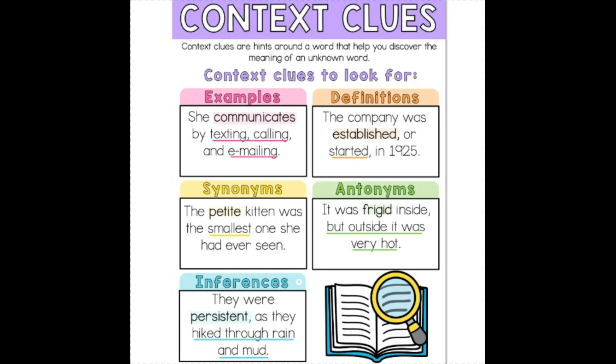The last one is inferences. They were persistent as they hiked through rain and mud. When we infer, we're using what we already know to come up with a good idea of what something could mean. So if it says they were persistent as they hiked through rain and mud, think about how you might need to act if you were hiking through rain and mud. Do you think it's easy to do that or a little hard? Do you think you might have to keep going and work hard? Yeah. So persistent means not giving up, working through something, doing your best.